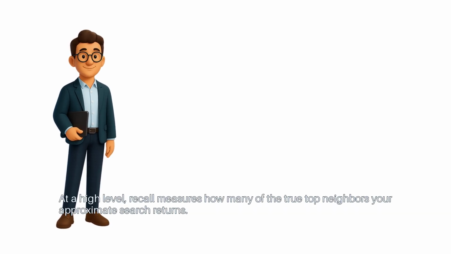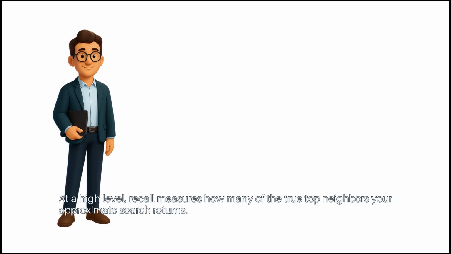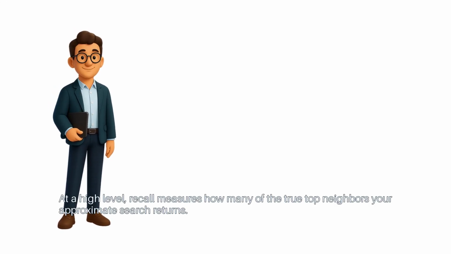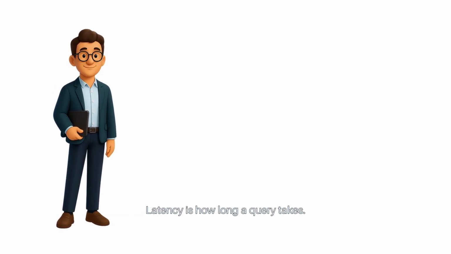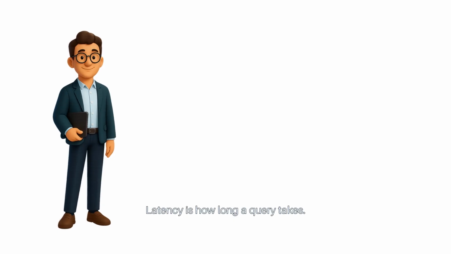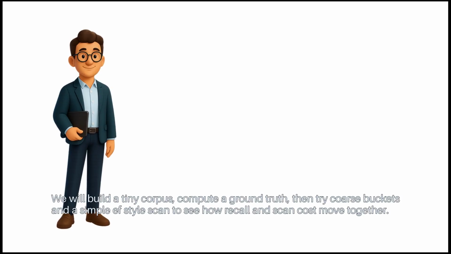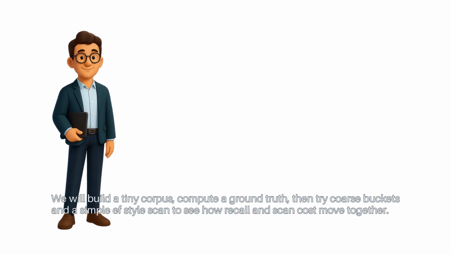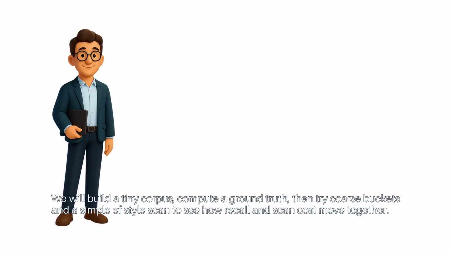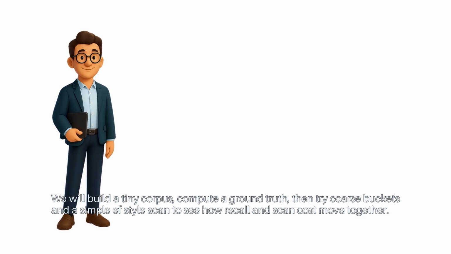At a high level, recall measures how many of the true top neighbors your approximate search returns. Latency is how long a query takes. We will build a tiny corpus, compute a ground truth, then try coarse buckets and a simple EF-style scan to see how recall and scan cost move together.